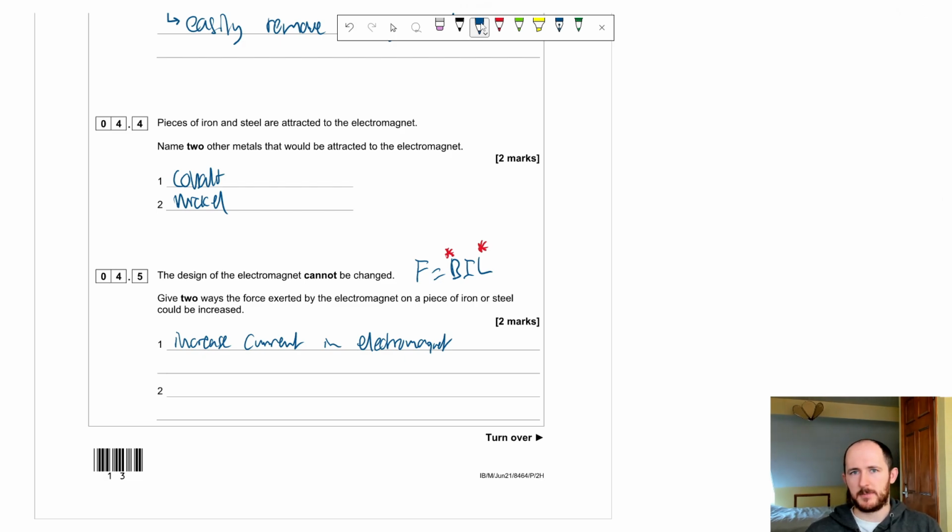The next one's a bit trickier, because as we've established, we can't change the field strength, we can't change the length, we have to change the current, but what else could we change? Well, simply put, we could bring the electromagnet closer.